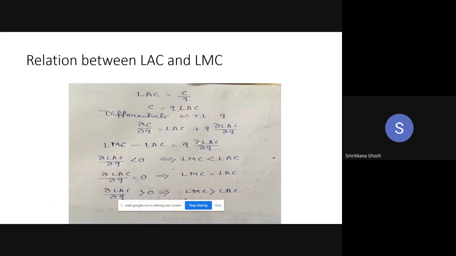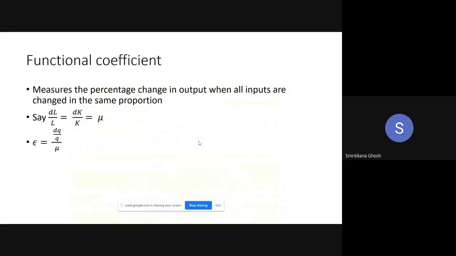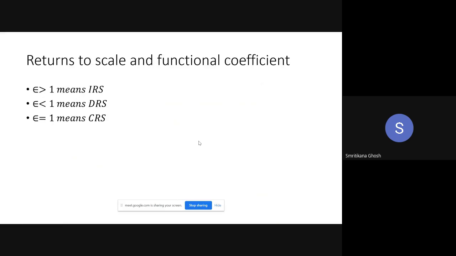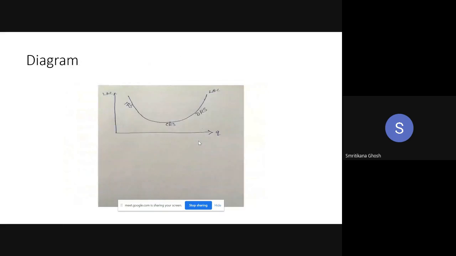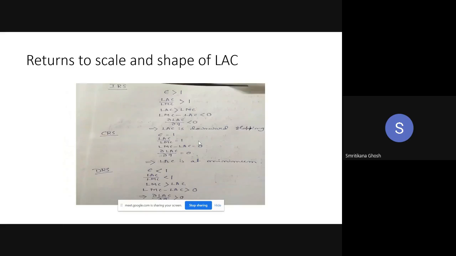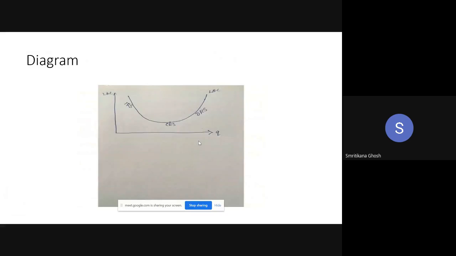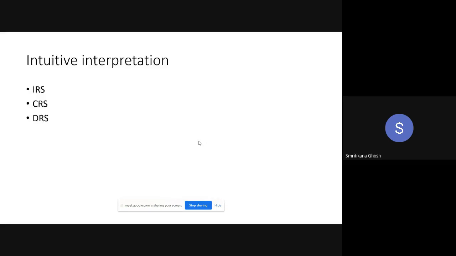Then the LAC and LMC, the mathematical relation between LAC and LMC. The new concept of functional coefficient. And then we introduce the returns to scale, right? Returns to scale and the relationship of the returns to scale with the functional coefficient. So this is the mathematical derivation. We have done a lot of mathematics under cost. So this is the long run average cost curve. Along the curve, you have all the returns to scale concepts, IRS, CRS, and finally DRS.